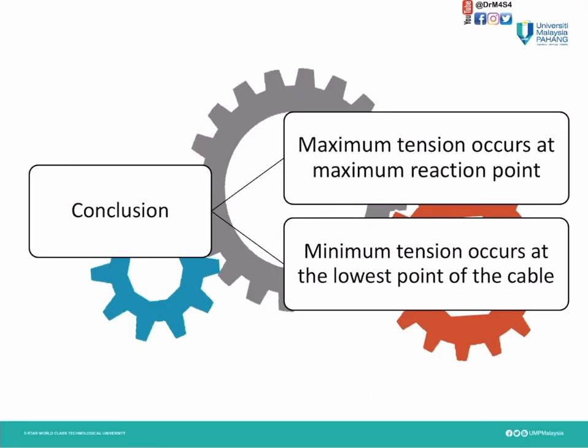So what do we learn from this example? As what we find out, the maximum tension occurs at maximum reaction point. Then the minimum tension occurs at the lowest point of the cable system.